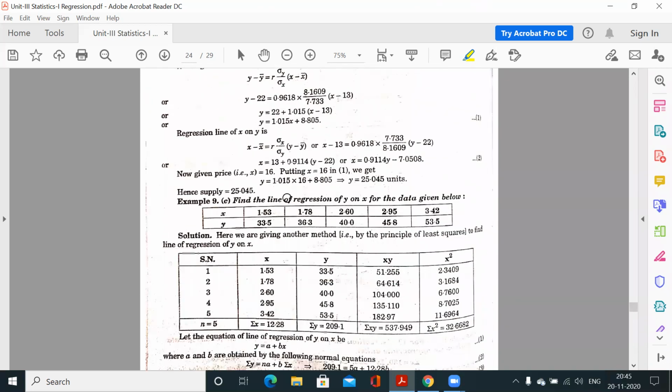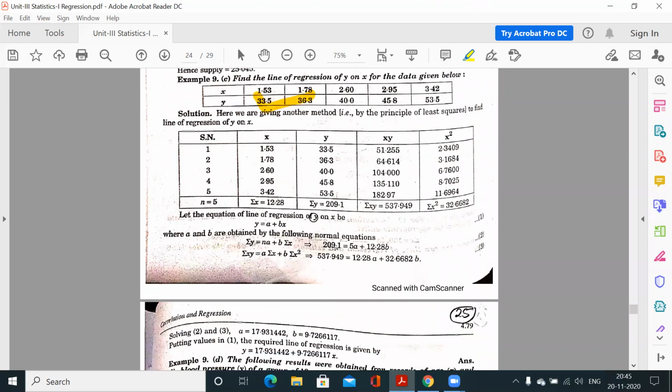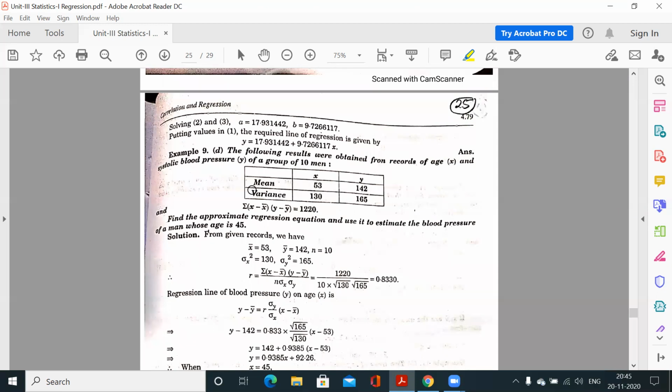So again, summations are given, regression line data is given, we can use any of the methods. In this case, we don't have the actual data, but mean of x is x bar, mean of y is 142, variance, that means sigma x square is 130 and sigma y square is 165. These are variances. And the summation of product of differences is 1220. So an indirect question is there.